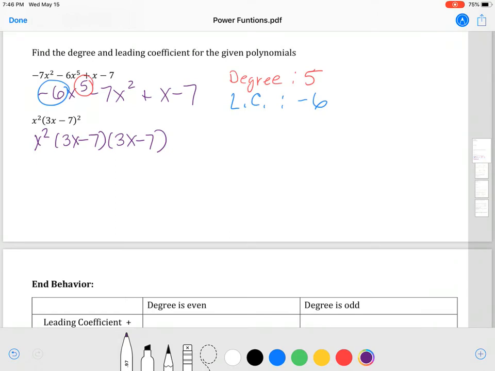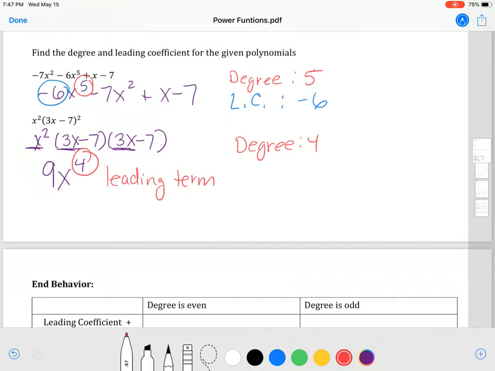But for those of you who can visualize it, if you look at the leading term of each factor and multiply those together, that's going to give me the leading term of the entire polynomial. So if I take x squared times 3x, that's going to give me 9x to the 4th. So this would be my leading term if I multiplied all of that out. So I can now identify what my degree is. My degree would be 4. And my leading coefficient, abbreviated LC, would be 9.